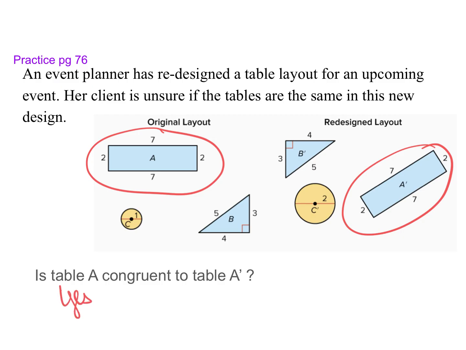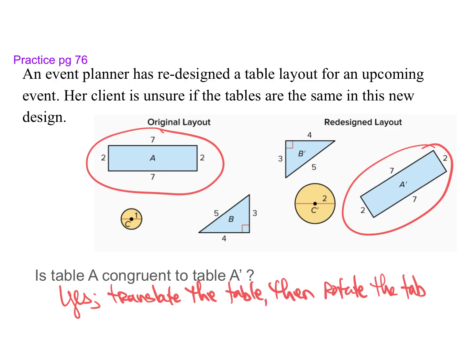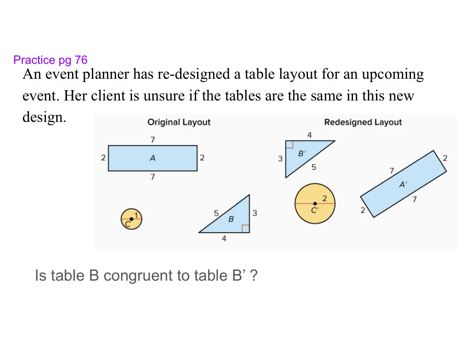So I'm going to say yes, they are congruent. We could translate the table, then rotate the table. And I would write this underneath number 1, on page 76. All right, again on page 76, let's look at number 2. Is table B congruent, or has the same measure as B prime? Go ahead and answer that and then come back to me.